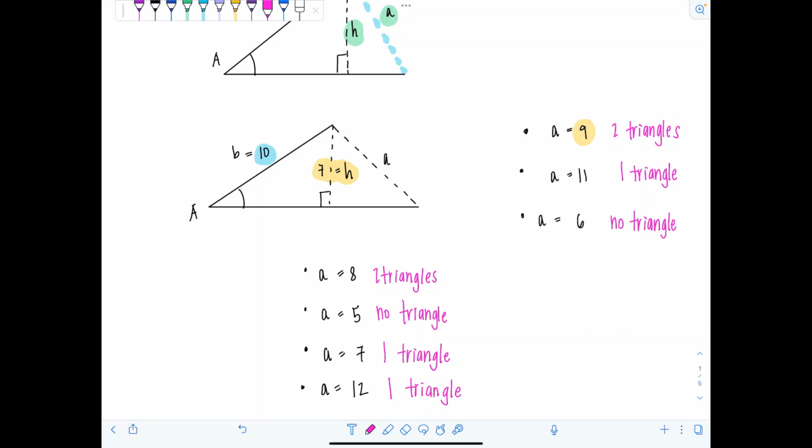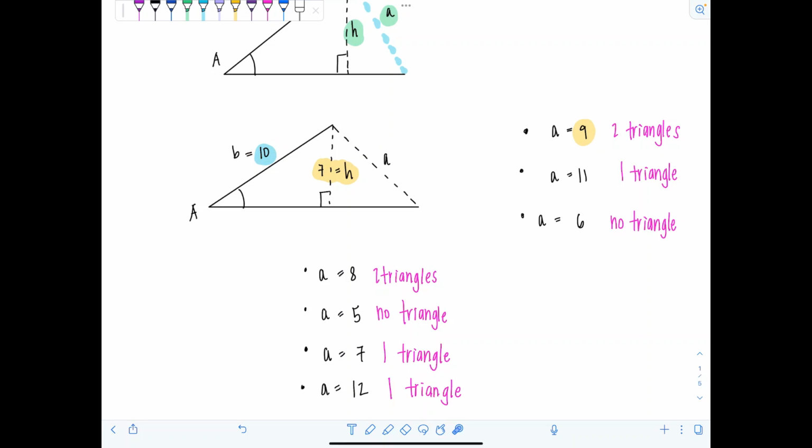Okay, don't memorize "if A is less than B or B greater than A, blah, blah, blah," because they can switch up the problem on you. They don't have to give you necessarily angle A. Just understand the orientation. First thing you check, is this side at least as big as the height? If it is, you have a triangle. If this side is smaller than this one, then you have two triangles.